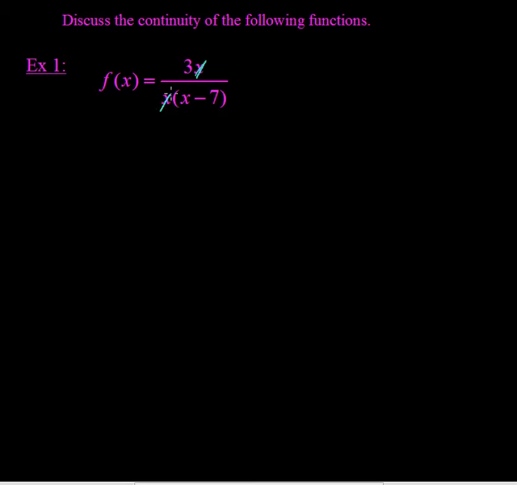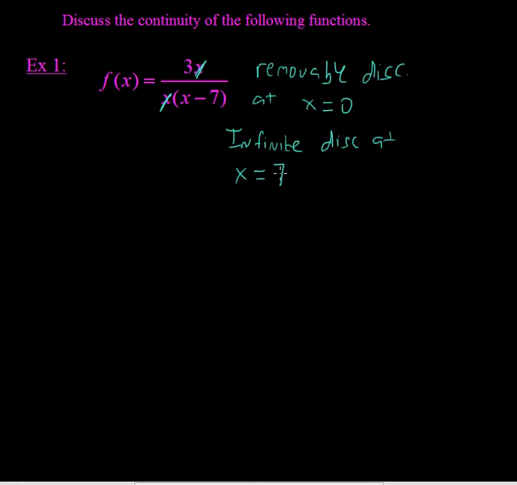So if we cancel out the x's, that's a removable discontinuity. So we'll say we have a removable discontinuity at x equals 0. Because when x is 0, we'd have a divide by 0 error. Okay. Meanwhile, we have an infinite non-removable discontinuity at x equals 7. Because when x would be equal to 7, then the function would blow up and head towards infinity.